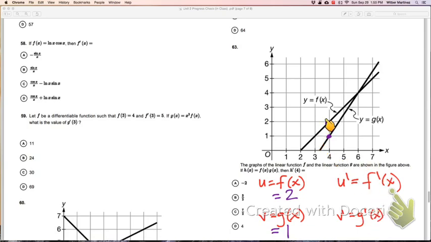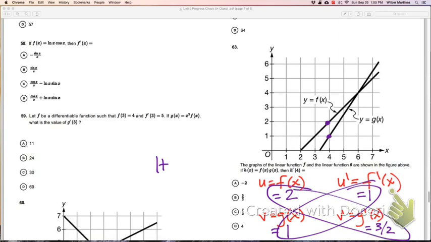For g, I'm going up, what is this? Up 1, 2, 3 over 2. G is up 3 over 2, so 3 halves is my slope. Product rule says to multiply backwards first, so 1 times 1, which is 1, plus, multiplying forwards, 2 times 3 halves. 2 times 3 halves would be 6 halves, which is 3, and then 3 plus 1, which is 4. Answer choice D.